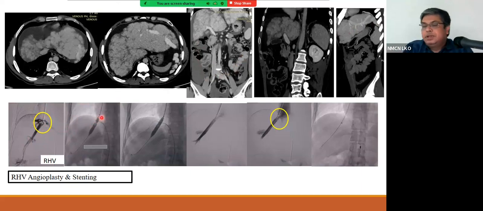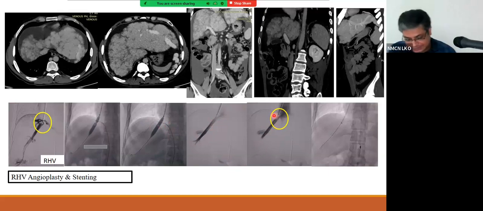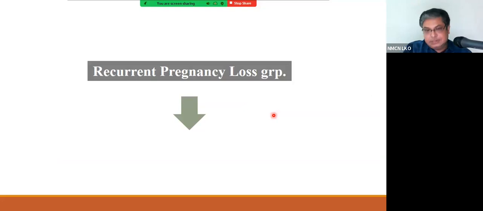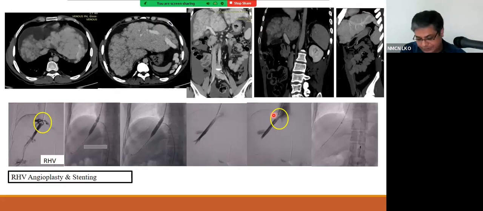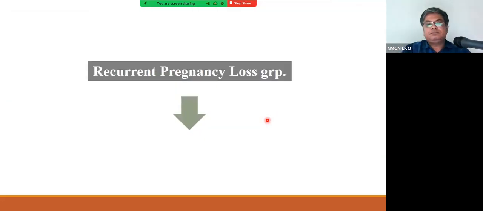So again, a balloon was placed across the stenotic segment in RHV, and balloon dilatation was done, and post-balloon dilatation, a 10 mm diameter stent was placed in RHV with restoration of good antegrade flow from RHV to heart. This patient is also doing well with resolution of ascites.